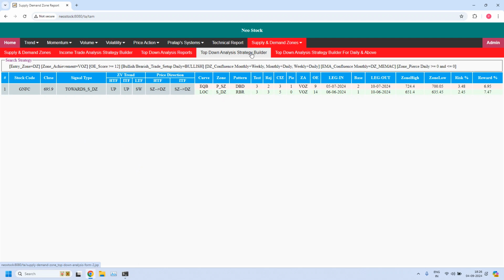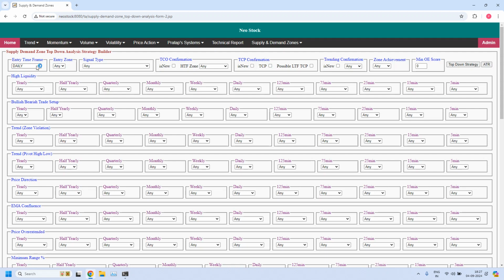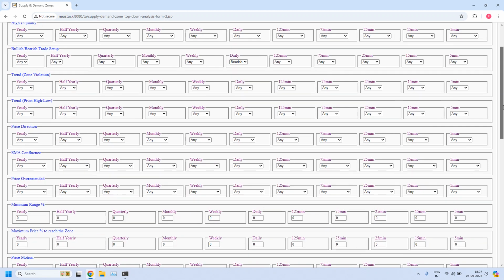So next, bearish trade setup for monthly income trade. Entry time frame is daily. Entry zone should be supply zone. In bullish or bearish trade setup at daily, I am selecting bearish, and this daily supply zone should not be pierced.